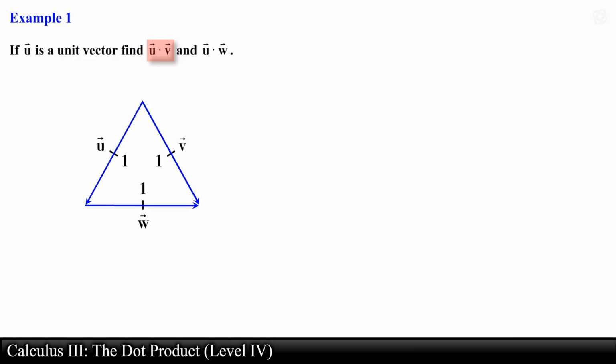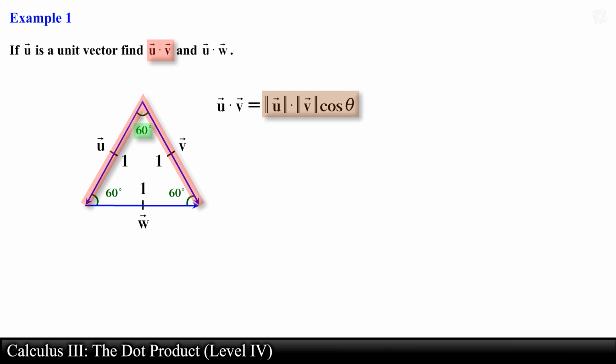Recall from elementary geometry that an equilateral triangle has three congruent angles, each measuring 60 degrees. So the angle between these vectors is going to be equal to 60 degrees. Alright, with this information, we can use the geometric definition of the dot product to find u dot v. Substituting the magnitudes and angle, we obtain the following expression. Simplifying, we obtain 1/2 as a final answer.